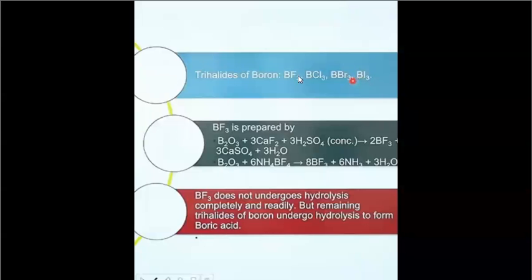So children, can you arrange the halides of boron in increasing order of their Lewis acid strength, acidic strength? Which will be most acidic in nature? Can you guess? Can you guess, anybody? BF3. Generally, students. BI3, then BBr3, then very good. BCl3, then BF3. Very good.